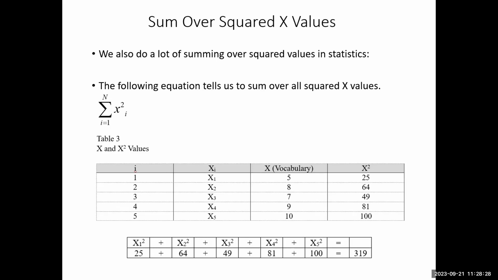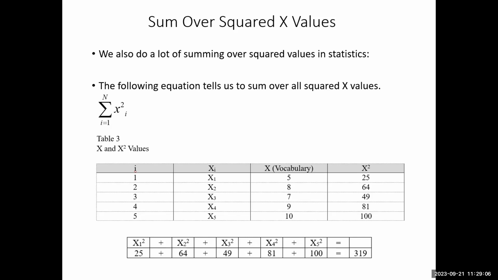Next, I want to talk about summing over squared x values. In statistics, in basic computations, we do lots of raising numbers to powers, particularly squares. So I would read this equation, sigma x sub I squared. And that's, again, we're going to square our different x values, and then we're going to sum over those squared values. So in table 3, we've got the index variable, we've got x sub I, we've got the original vocab score, and then on the far right, we've got x squared.